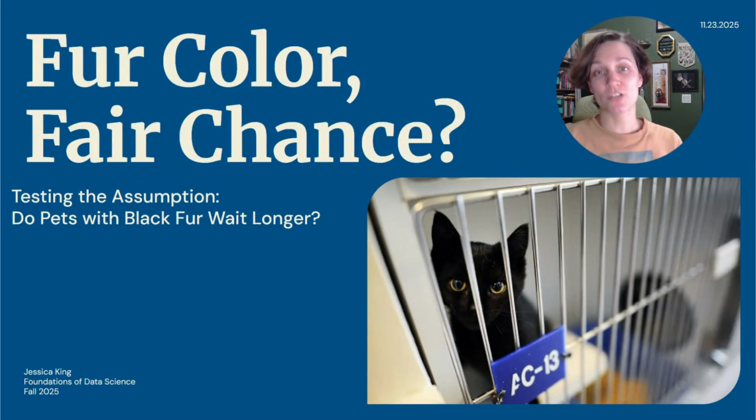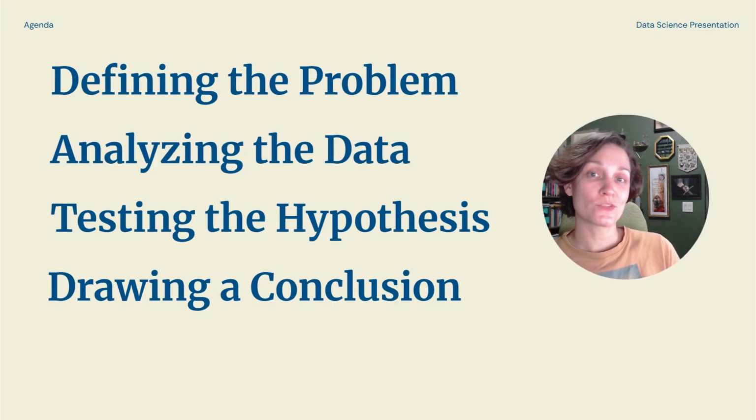Hello! Today we're going to be talking about fur color and fair chance. We're testing the assumption: do pets with black fur wait longer at shelters than ones with not black fur? So first we're going to start with 4 steps. We're defining the problem, analyzing the data, testing the hypothesis, then drawing a conclusion.